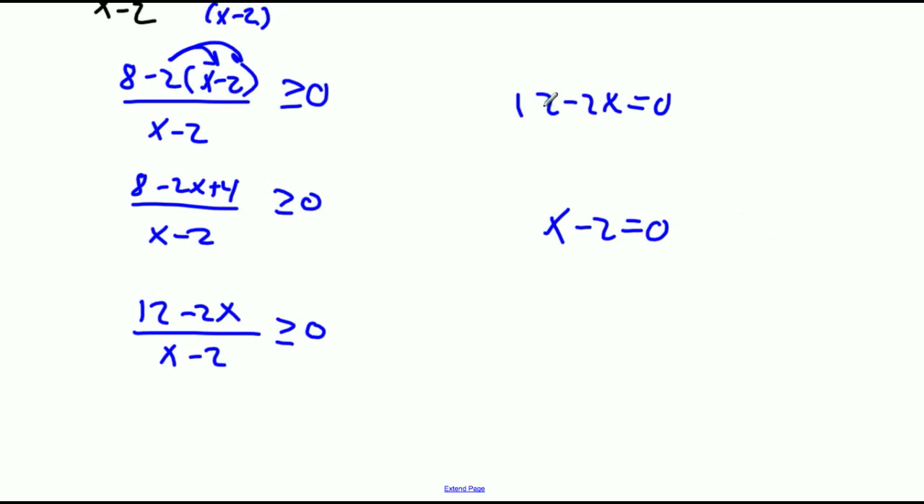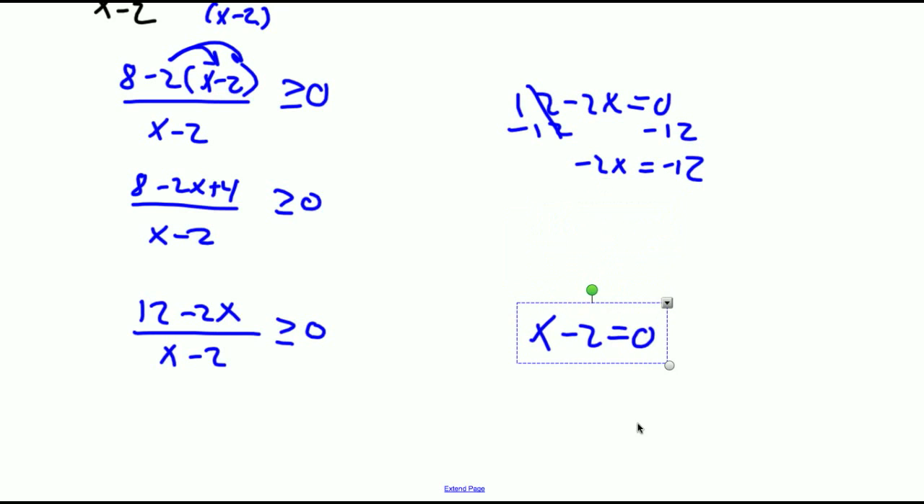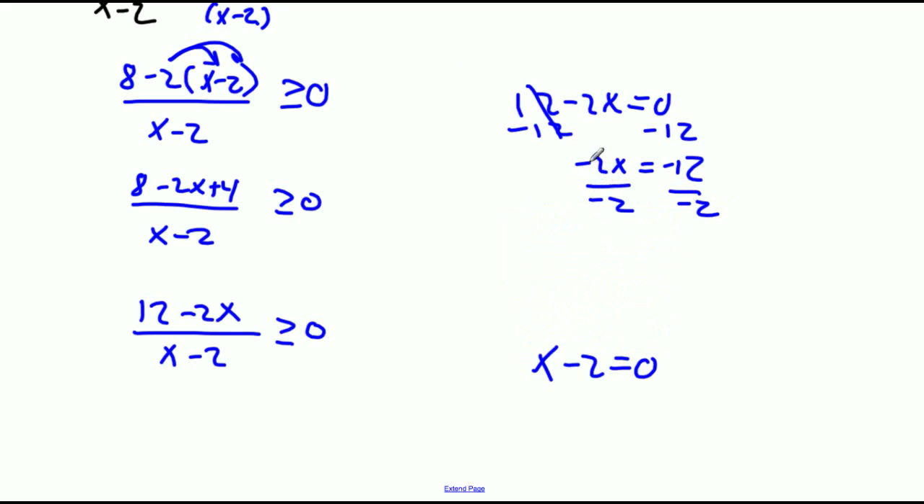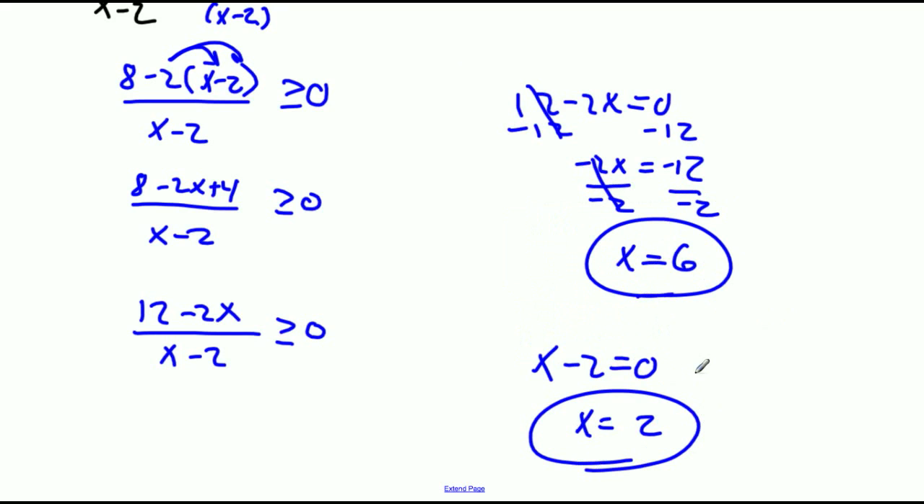So if I do that here, I'm going to subtract 12. And then I get negative 2x equals negative 12. And I'm just going to move this guy down, and then I'm going to divide by negative 2. So x equals 6. Okay, so just keep that there. We need that. And then we're going to add 2 here. So x equals 2. Okay, but what's really important to note was that this answer came from the denominator, and this answer right here came from the numerator.